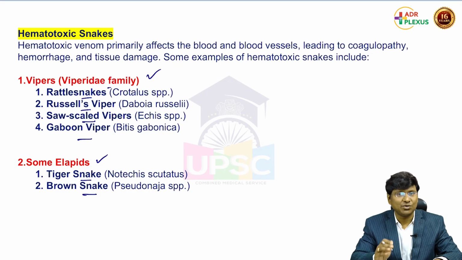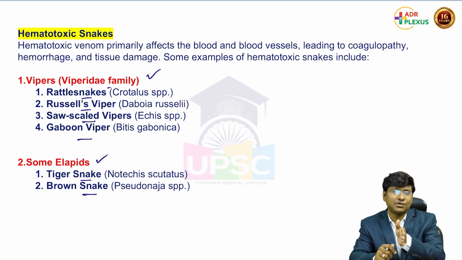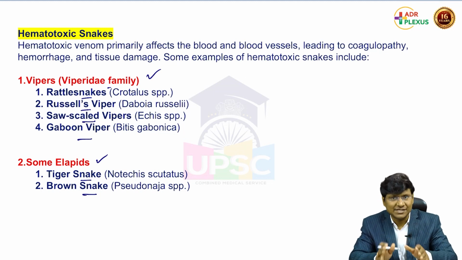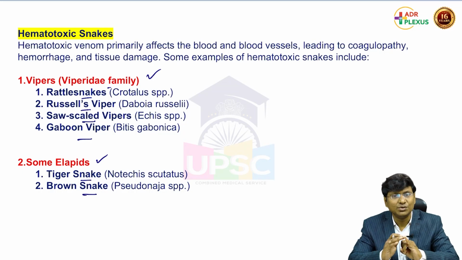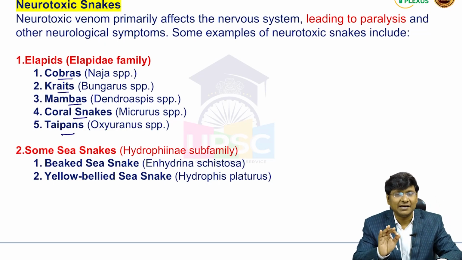Now followed by these hematotoxic snakes, the next important example is neurotoxic snakes. What do you understand by the word neurotoxic snakes? They primarily affect the nervous system, and thereby there will be paralysis and other neurological symptoms. Now what are the examples of these neurotoxic snakes? That belong to the Elapidae family as well as some sea snakes. Now what are the snakes belonging to the Elapidae family? That includes cobras, kraits, mambas, then coral snakes and taipans. These are the snakes belonging to the Elapidae family, which are neurotoxic snakes.